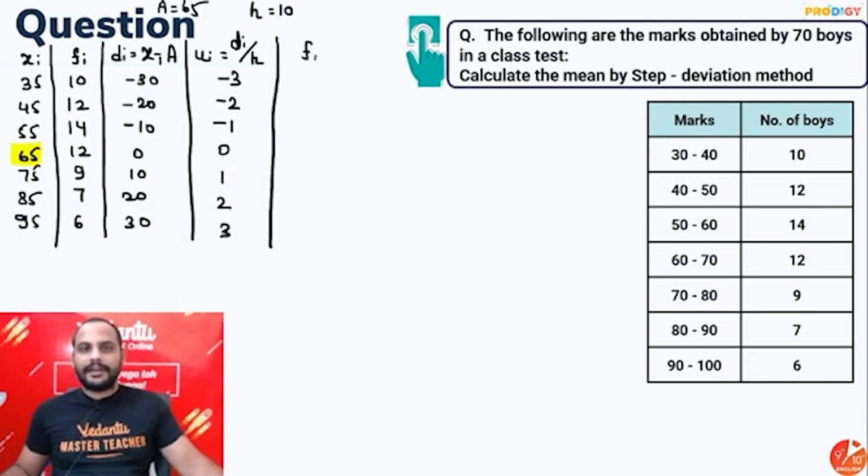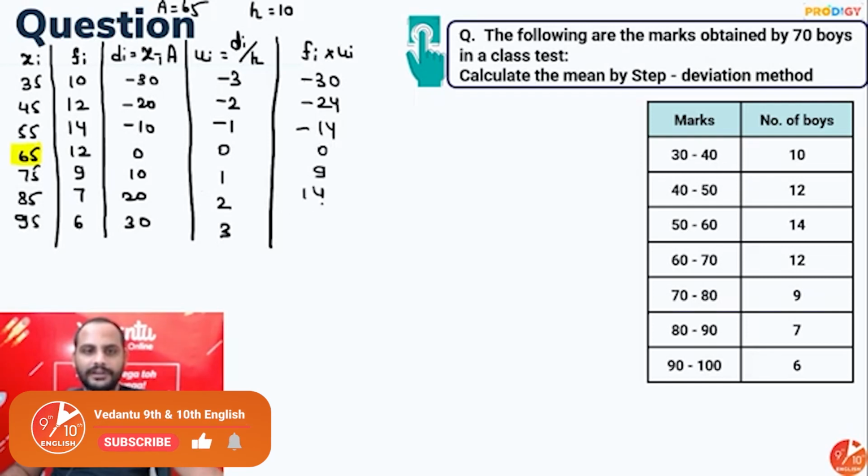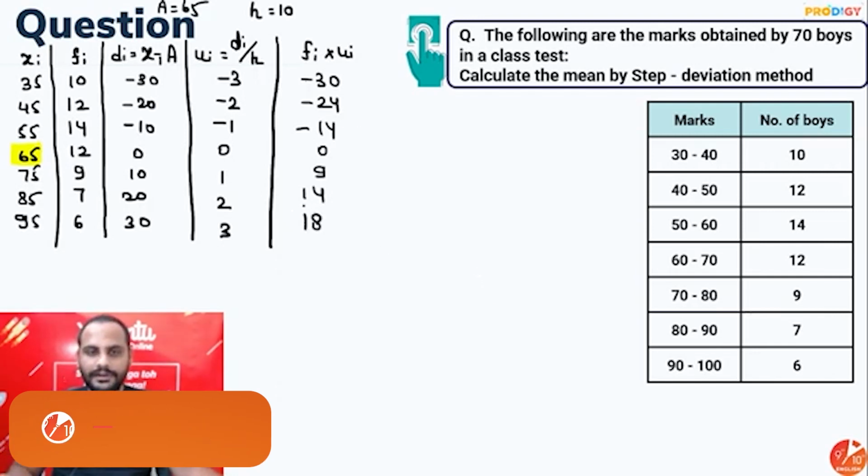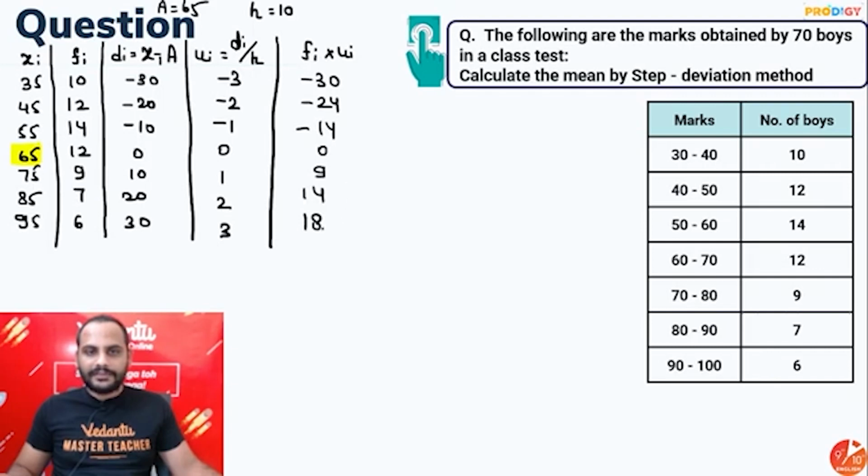Next, fi into ui. See how easy it is. Minus 3 into 10 is minus 30. Minus 2 into 12 is minus 24. 14 into minus 1 is minus 14. This is 0. 9 ones are 9. 7 twos are 14. And 6 threes are 18. Correct. This got cancelled with this, and 18 plus 9 is 27. So summation of fi into ui will be minus 27.